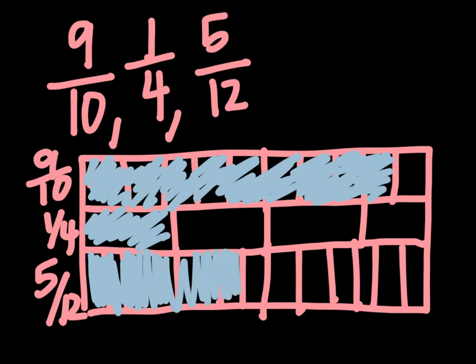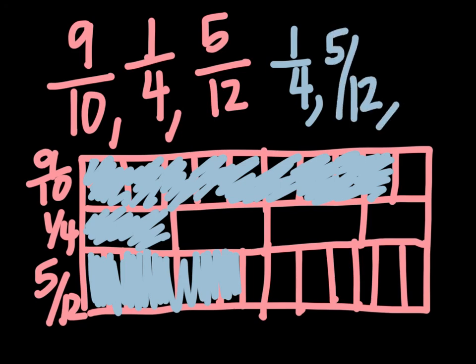So in this situation, who is smallest? 1/4, and then 5/12, and finally 9/10. So as you can see, this is a much better example of what happens when your bottom number isn't going to determine what order it's going to be in. So what I really need you to hear me saying is when you have to compare or order fractions, always draw a picture. Until you get really comfortable with your fractions, drawing a picture is going to be really, really helpful.